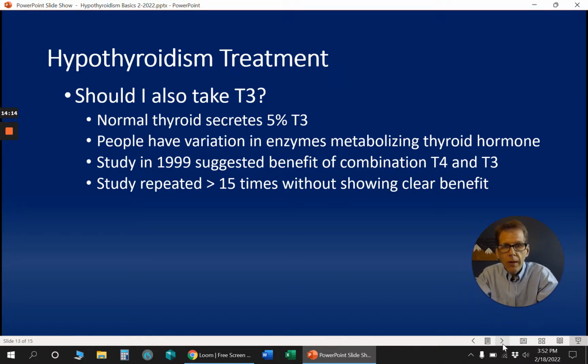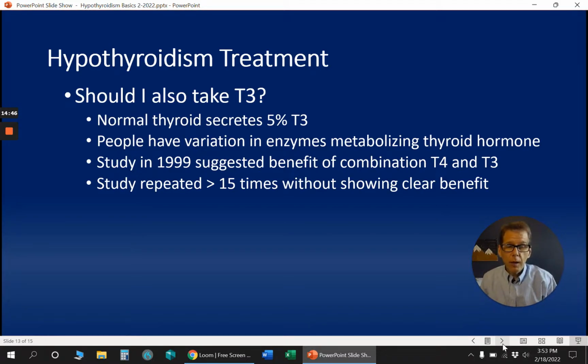And we know that people have variations in the enzymes that metabolize thyroid hormone. And definitely we see that there are some people who are treated for low thyroid who don't have complete alleviation of their symptoms. Now, of course, that could be that those symptoms are coming from something that's not the thyroid. But one of the things we would think about is, is standard T4 therapy, levothyroxine therapy, the best thing for that person?